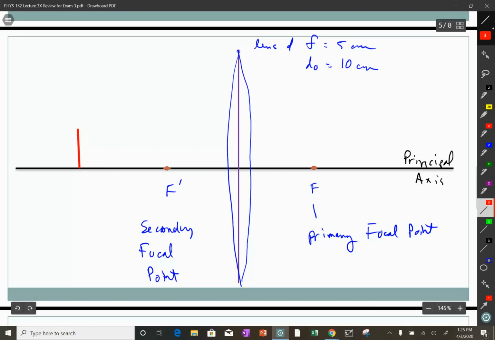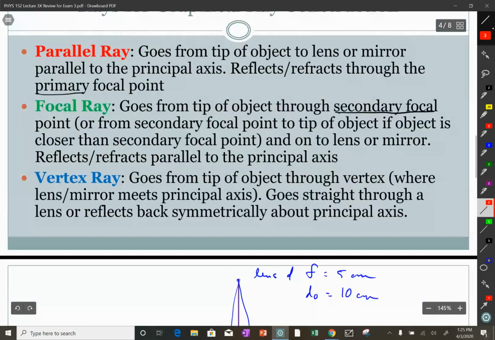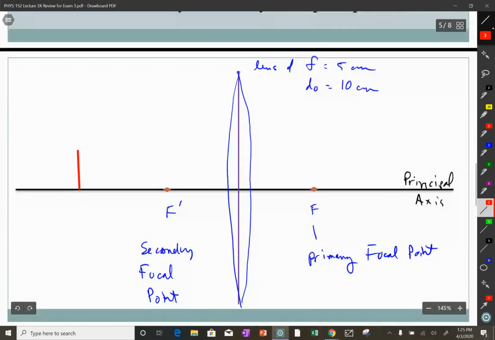So now I draw my rays. So let's color code it. Parallel ray is the red one. So I'm already on red. By the way, for the object, we usually put an arrow at the top. Okay, I can't stand the tilt on that. I'm going to try it once more. Or not. Can't erase it.